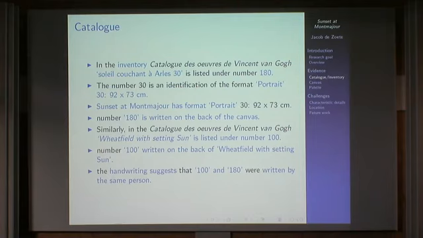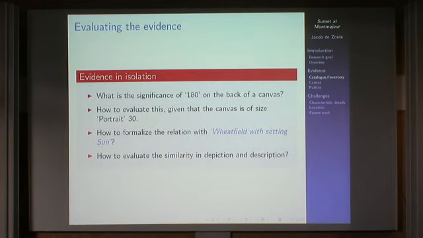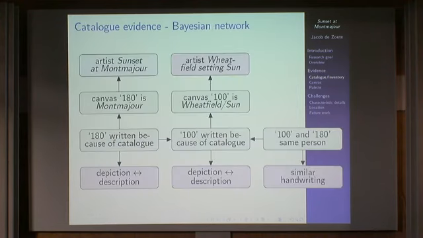But how do all these pieces play together? For example, what is the significance of a number on the back? How to evaluate this Port at 30 thing, and how to formalize the relation with Wheatfield with Setting Sun? Similarity in depiction and description, because on the painting you also see something that could be in the inventory, which appears to be a sunset. And this is exactly what they want me to work on. They have all of these arguments, but it's not modeled in any way. You do feel that there's something there, but it's unclear how to model it.